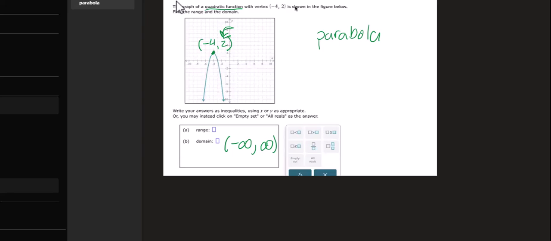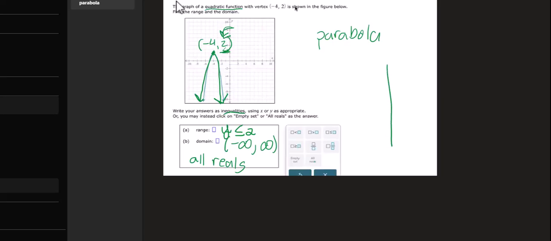It says write your answers as inequalities. So here we would choose all reals. Domain is all reals. Now the range is going to depend on if it opens up or if it opens down. If it opens down, you'll notice the y values are going down. The y values are less than this 2. So the range is going to be y is less than or equal to 2. It could be equal to 2, but it's less than or equal to 2. So that's how you write it when it says as an inequality.